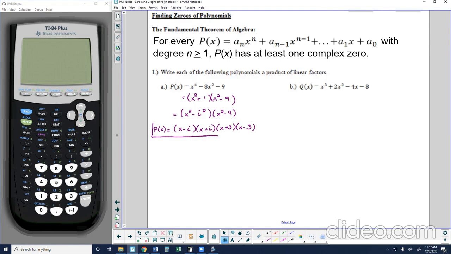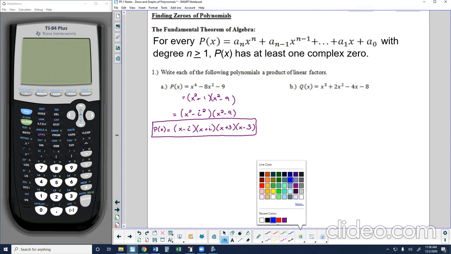So this would be p of x written as a product of linear factors. Each one of these terms, or each one of these binomials, are all linear, and they would multiply together. If we wanted to reverse the process and go through distribution, they would multiply to give us x to the 4th minus 8x squared minus 9. So if we can factor in this instance, we want to.